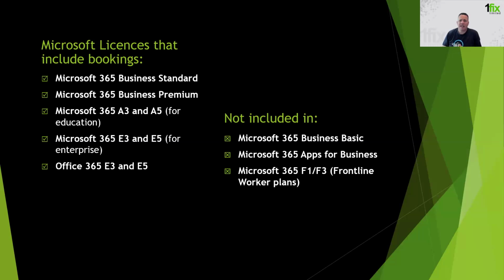I said we'd talk about licenses that include this. So if you have anything from kind of Microsoft Business Standard upwards, you can use Bookings. If you're on Business Basic, you won't have Bookings available for you. And if you're just using Apps for Business or Exchange Online or one of the basic email-only type plans, you won't have Bookings. But basically, Business Standard, Business Premium, the A plans for education, A3 and A5, and the enterprise plans, which are E3, E5, all have Bookings available.